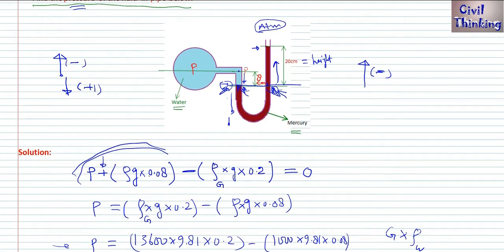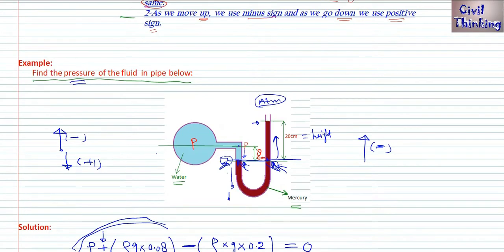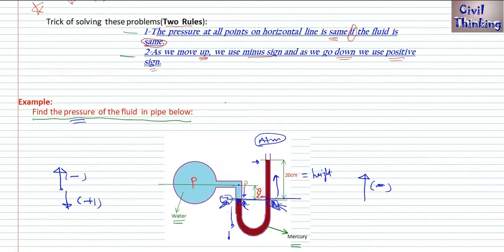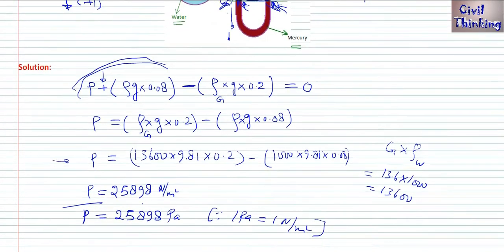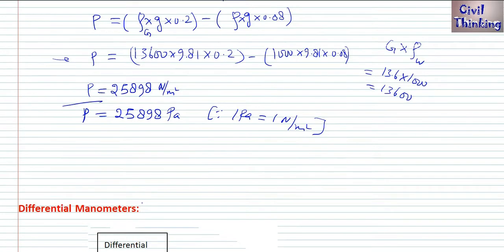Okay, so you have understood these two rules. The pressure at all the points on a horizontal line is the same if the fluid is the same, right? If the same fluid, and as we move up we use minus sign, and as we go down we use positive sign. All right, I hope you understand. Now let's move on.